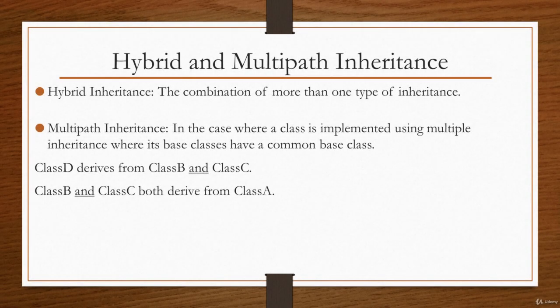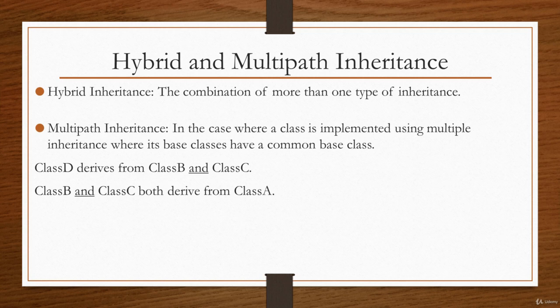Next, I want to talk about hybrid and multipath inheritance. Hybrid inheritance is when we have a combination of more than one type of inheritance, and then we also have multipath inheritance, and that happens in the case where a class is implemented using multiple inheritance, where its base classes have a common base class.